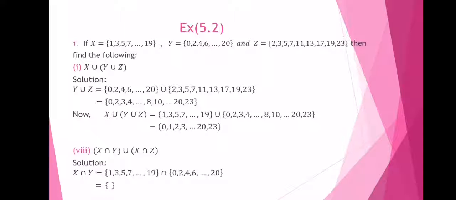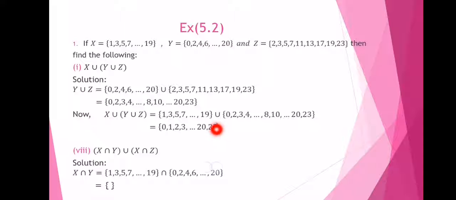So here Y union Z is equal to set Y union set Z. The union of these two sets is equal to 0, 2, 3, 4 up to 8, 10 up to 20 and then 23. Now X union bracket Y union Z indicates that we are going to find the union of X with the union of Y and Z. That is, the answer of the union of Y and Z is to be united with set X.